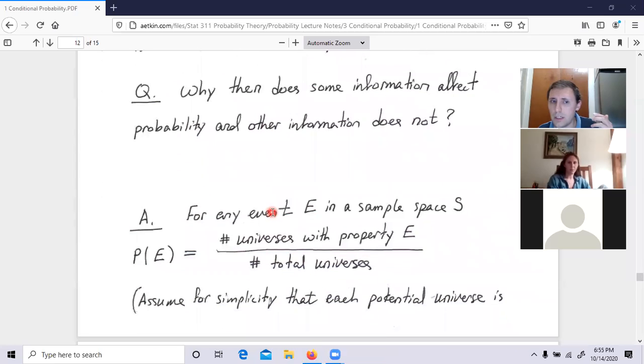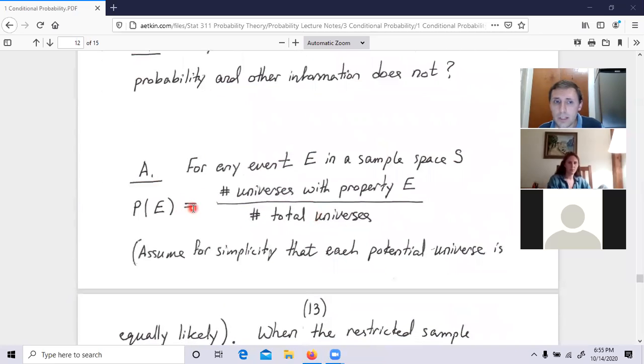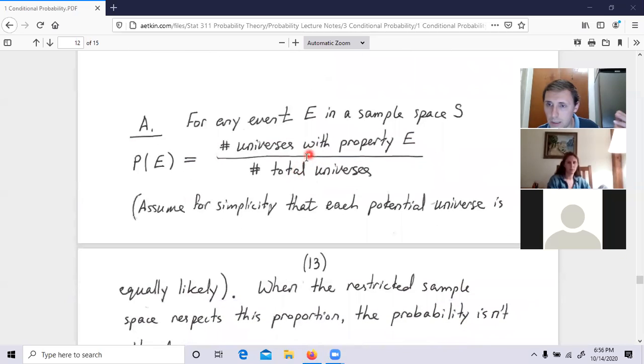Here is why. When you calculate the probability of E without any extra information, you just count how many universes contain the property E divided by the total number of universes. And here I'm assuming each universe is equally likely when I say this ratio. It's actually more complicated than that, yes? But if they're equally likely, that's just the ratio of possible universes with feature E divided by total universes, yes?